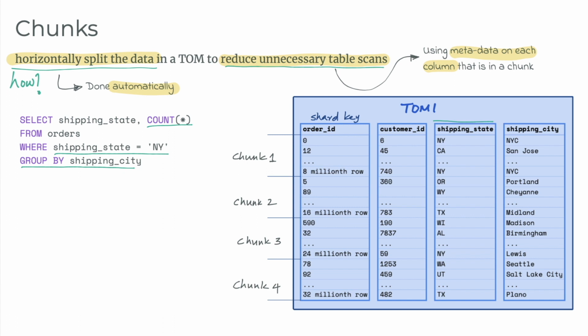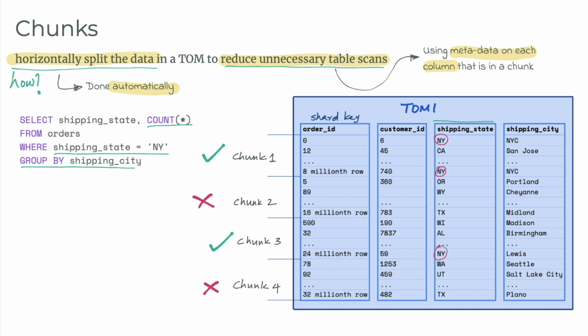Each chunk has metadata for every column which stores the min and max values. So when the first part of the query filters for shipping states that are New York, Kinetica uses the metadata for shipping state to identify that chunk 1 and chunk 3 are the only chunks that contain a range of values that include New York State. So this allows Kinetica to skip chunk 2 and chunk 4 entirely when executing this query. As a result, we cut the number of records that need to be scanned by half.